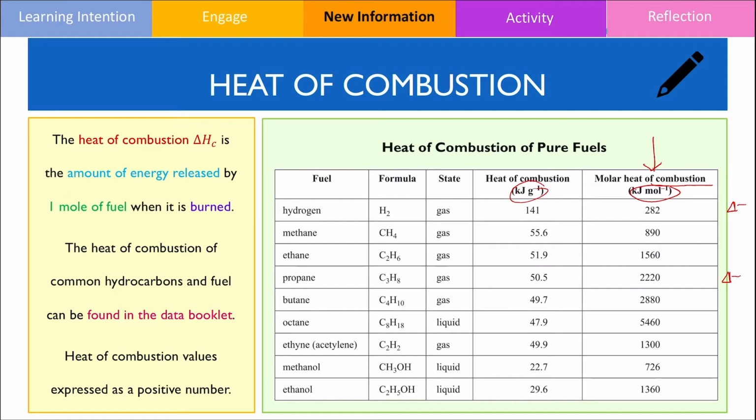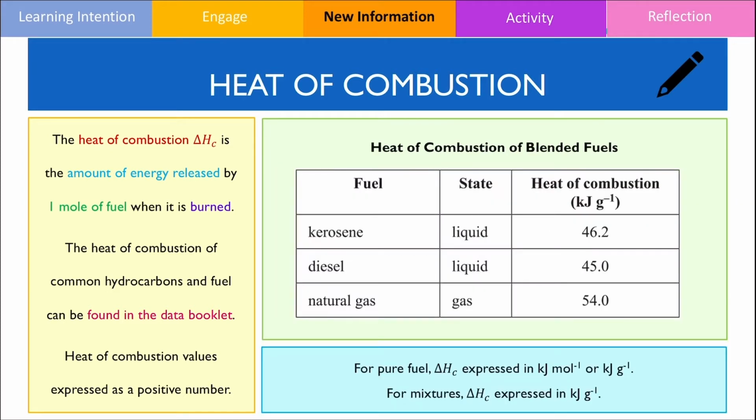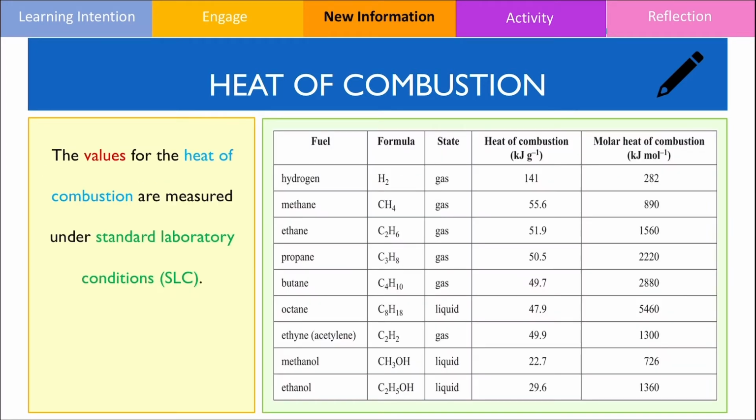When we're dealing with mixtures or fuel blends that contain multiple components such as biodiesel or natural gas, the units for the heat of combustion are reported in kilojoules per gram instead. All of the heat of combustion values recorded on the table are measured under standard laboratory conditions. This means that the energy released was reported at room temperature of 25 degrees Celsius and 100 kilopascals.